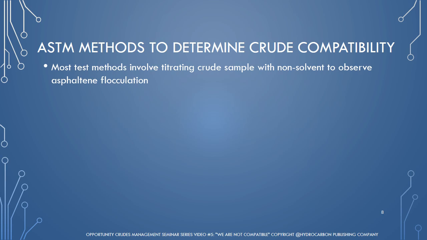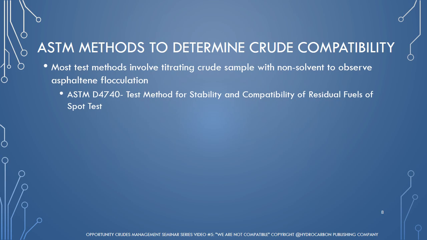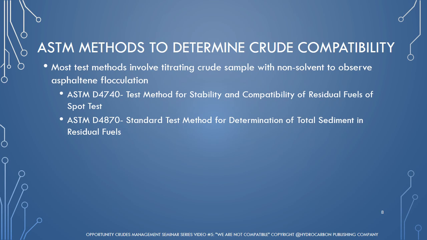Spot tests, such as ASTM D4740 and a modified version of ASTM D4870, can also be used to determine the compatibility of a crude blend according to an ASTM manual called Crude Oils: Their Sampling, Analysis, and Evaluation by Harry Giles and Clifford Mills. Spot tests require that a small sample of the blend be analyzed via paper chromatography. A ring around this spot indicates incompatibility.